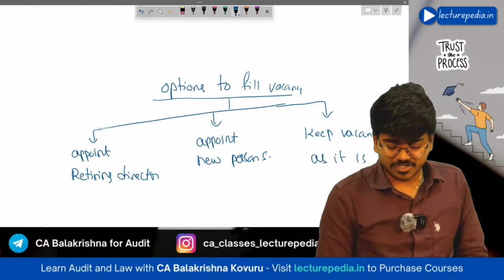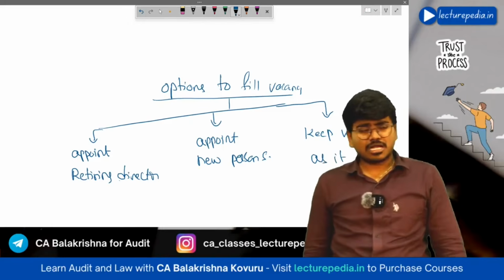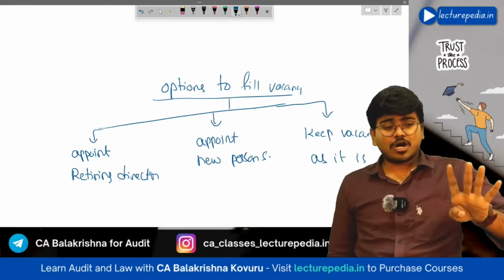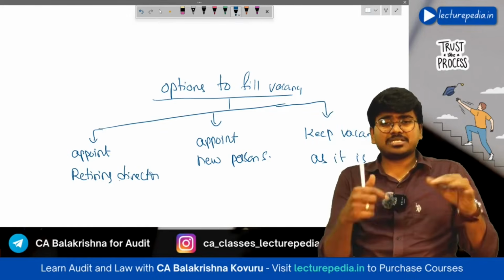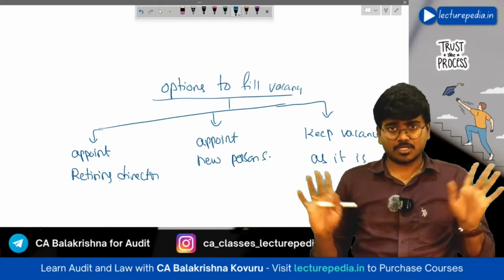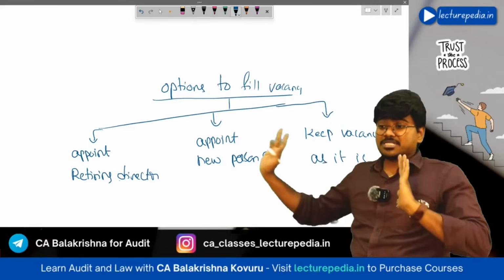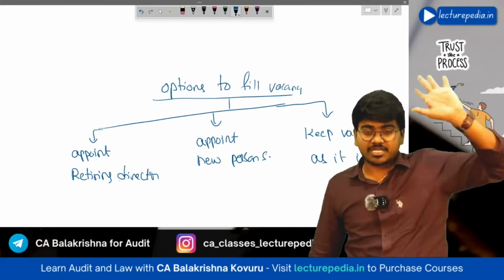If the shareholder feels that 4 directors are enough to manage this company, then if the shareholders want, they can keep those remaining 2 positions vacant itself, as it is. So these are the 3 options that are available with the shareholders to fill the vacancy.